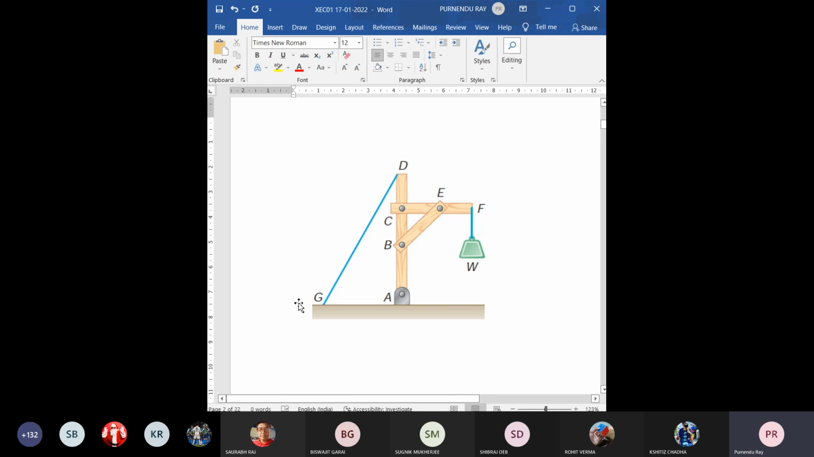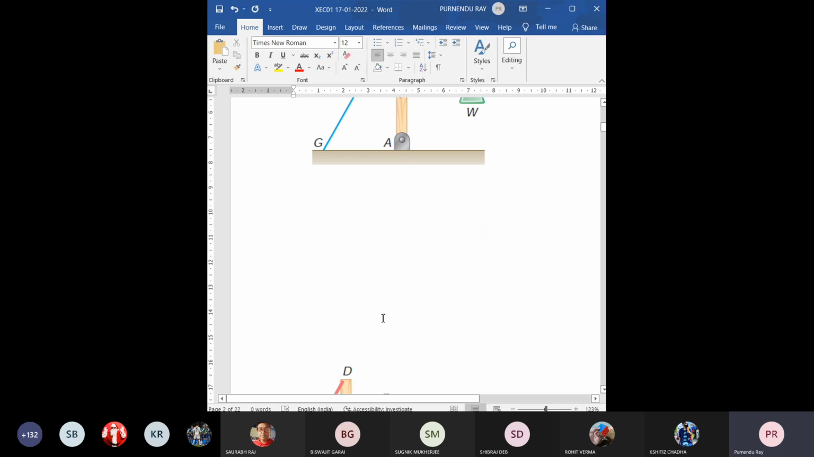If it is not there, it will come after calculation, it will come as 0. No problem. It's as simple as that. But from your common sense, if we consider the overall thing and consider only this weight W and the reaction developed in the form of tension in the member DG.